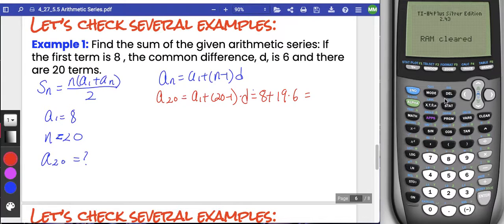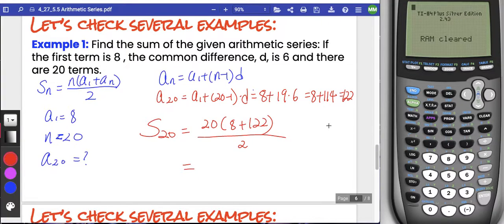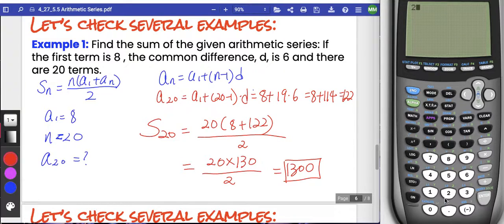Of course, you can use a calculator if you want to, but it's always a great idea to do the mental math. 19 times 6 is 114, and then we figure out the answer is 122, right? So now we just plug in everything to find S, in this case S20, because we are adding 20 terms. 20 times 8 plus 122, because that's A20, and then divided by 2. Again, you can always use a calculator to double check, but it's always good to find the answer by yourself. We figure out the sum first, which is 130, times 20, divided by 2, so it's 1300. You can check by calculator: 20 times 8 plus 122 divided by 2 is 1300, right?